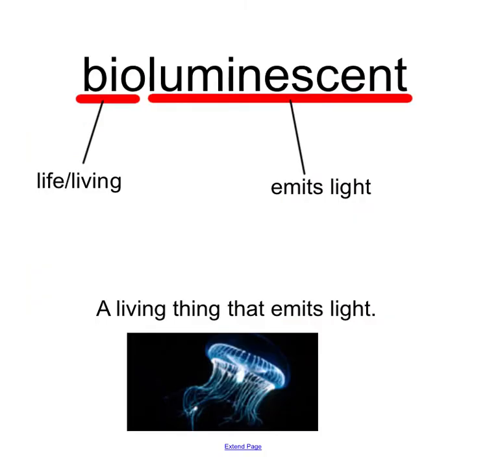This week, you're reading the book Glow-in-the-Dark Animals on Raz Kids A to Z, and they mention bioluminescent animals. Bio means life or living, and luminescent means emits light or gives light. So when I know what those words and root mean, it helps me figure out that bioluminescent is a living thing that emits light. It gives off light.